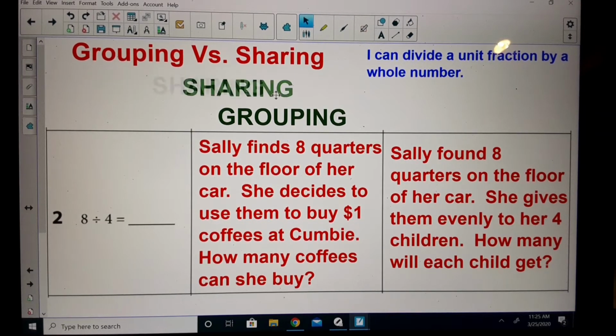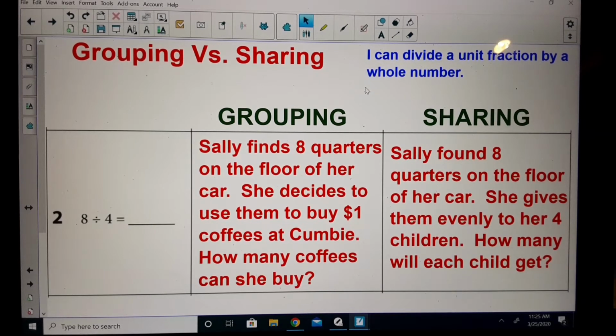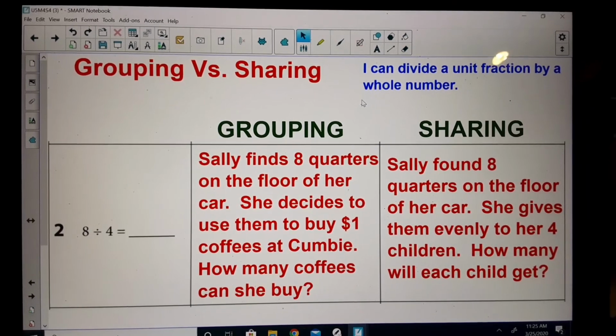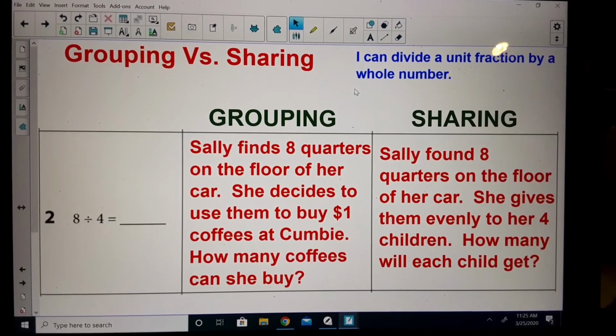So this must be sharing. Let's read and see if that makes sense. Sally found 8 quarters on the floor of her car. She gives them evenly to her 4 children. How many will each child get? That just sounds like sharing. Sharing quarters with kids is definitely sharing.